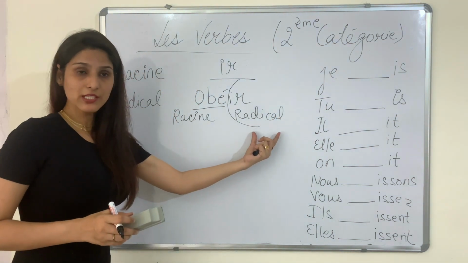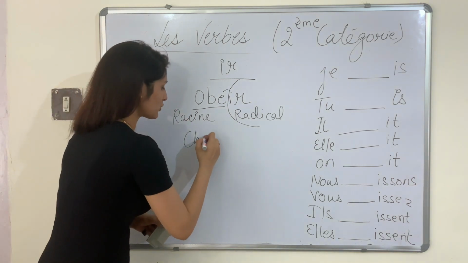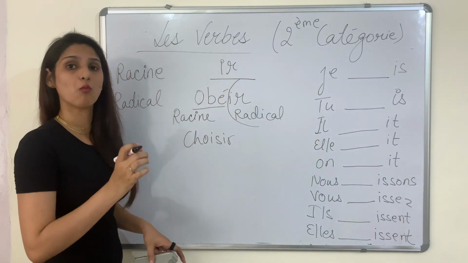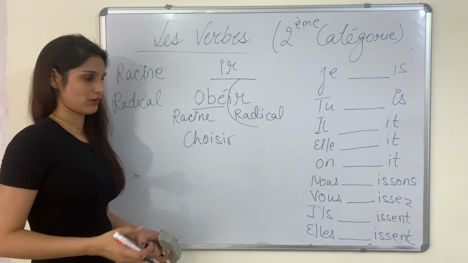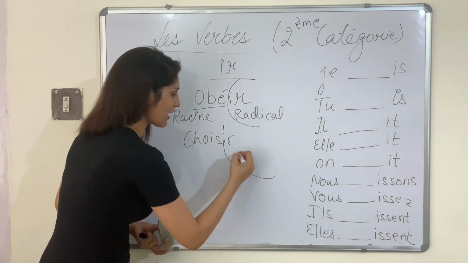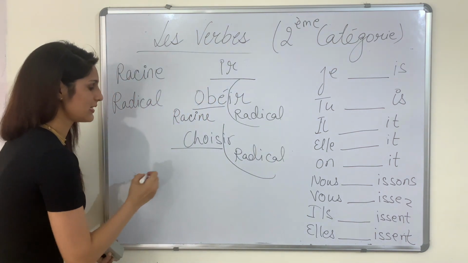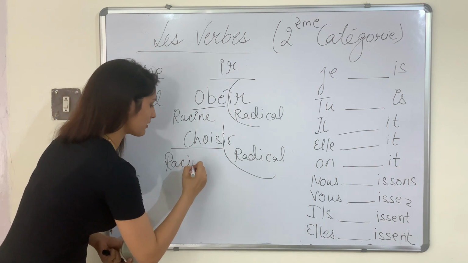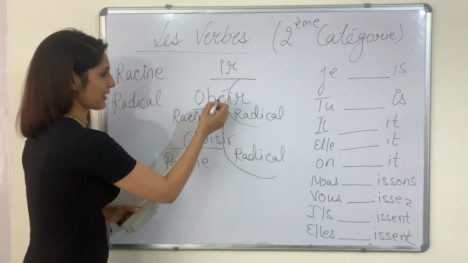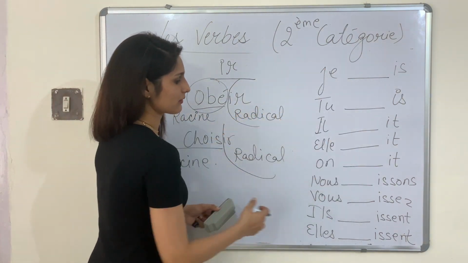Radical never changes. Racine always keeps on changing, like in your verb choisir. Choisir means to choose. Obéir means to obey. Obey your parents, your teachers. Choisir means to choose. And you can see IR is your radical and choisir is your racine. So now we will pick up our racine, obéir, and we will put it over there.